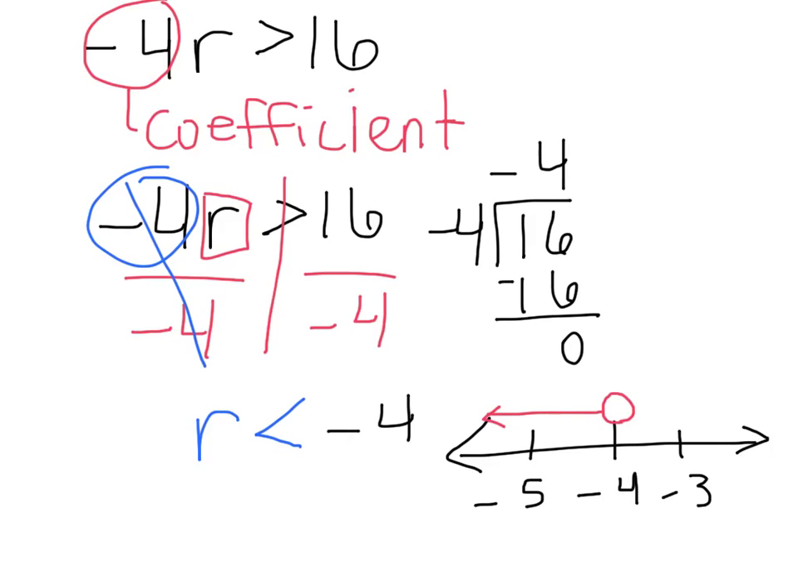Now remember, what we had to do is flip our inequality symbol. In order to flip our inequality symbol, we need to make sure that we are looking at the right thing. This is our inequality symbol. When you have a negative coefficient, because that's a negative 4, that's why we flipped that around and made it from greater than to less than. The reason that it went left on the number line is because this symbol is pointing to the left, meaning less than.